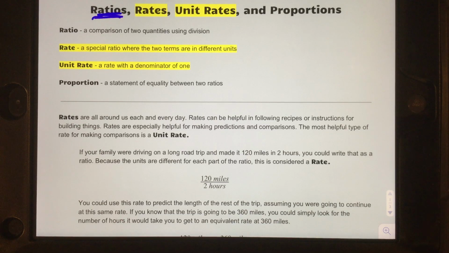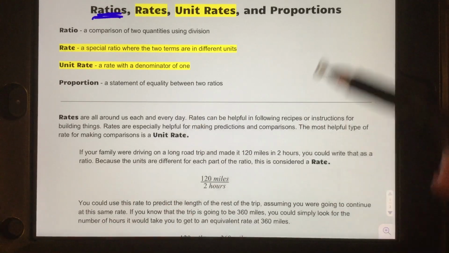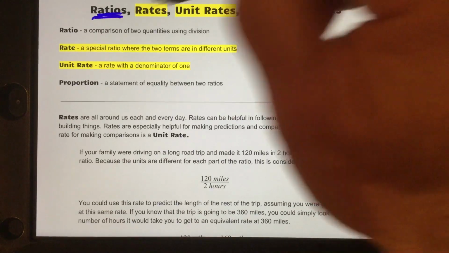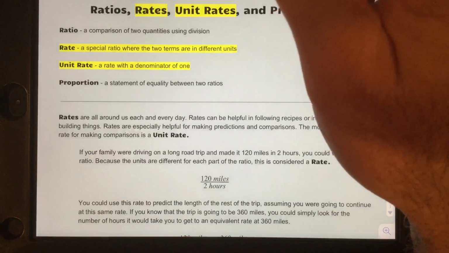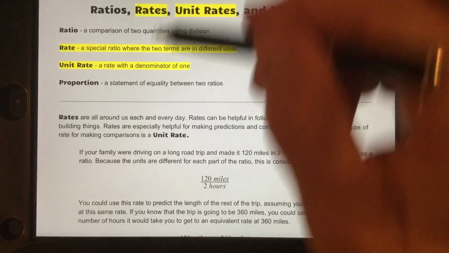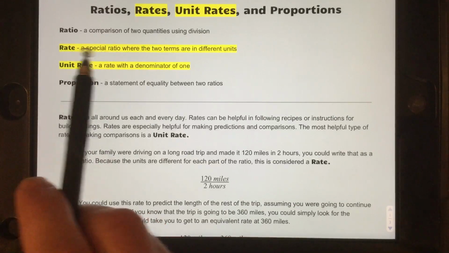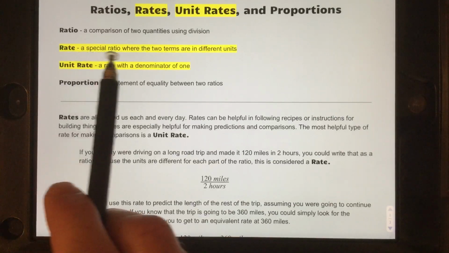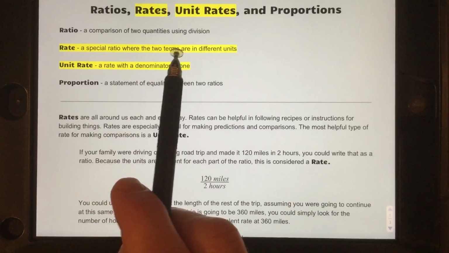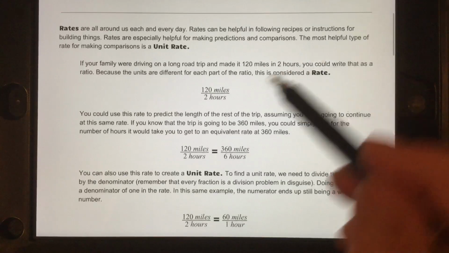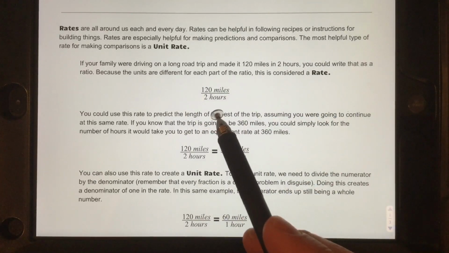I had different problems with, I think it was red and green Skittles, and we made a whole bunch of different ratios. But because we were always talking about Skittles, they were just that, only ratios. And today we have actually different units, which is why we're going to be talking about a rate. Now, it's still a ratio, but it's just a special ratio where the two terms have different units. And what we're talking about there is things like miles and hours.